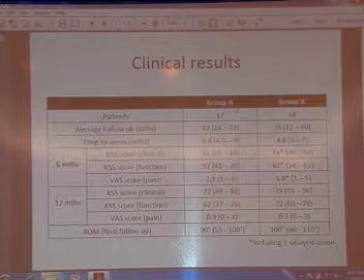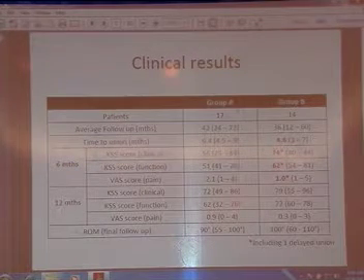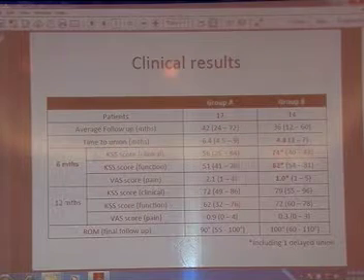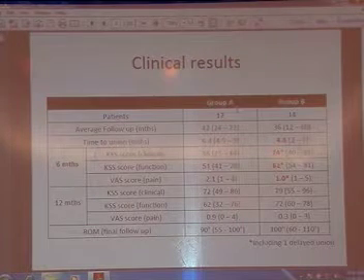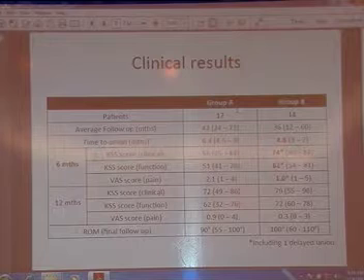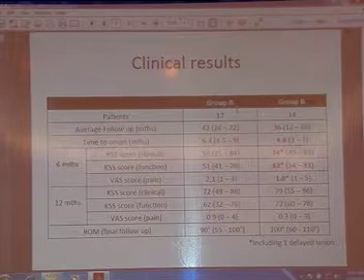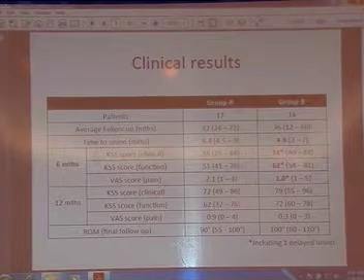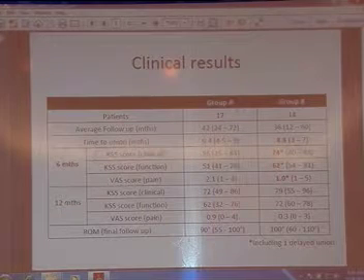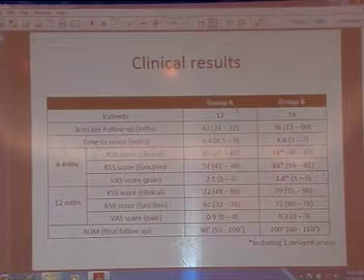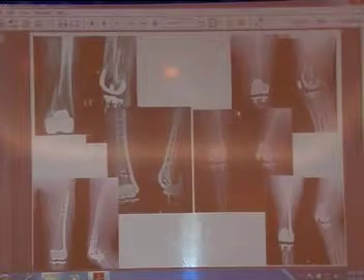These are our results at the 6 month KSS scoring in group A. The clinical score was 56, and for group B it was 74, and the functional Knee Society score was 51 in group A and 62 for group B. This is the last one.